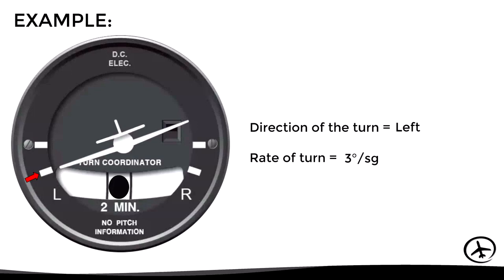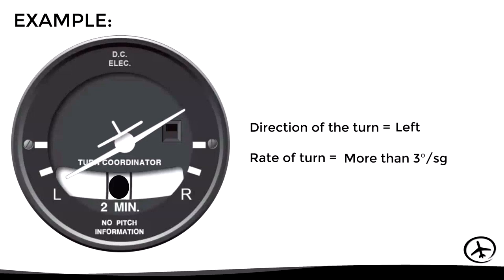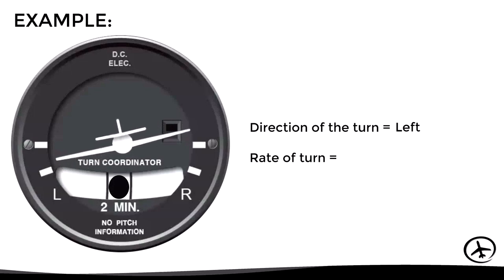Now, if for example the miniature aircraft moves to this new position, since the wing is beyond the mark, it will indicate a turn to the left at a rate of more than 3 degrees per second. And if for example it moves to this other position, it will indicate a turn to the left at a rate of less than 3 degrees per second. Having seen how to read this instrument, let's take a look at how it works internally.